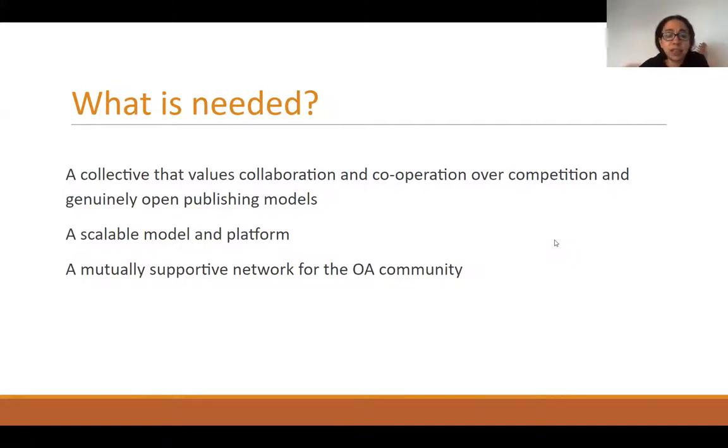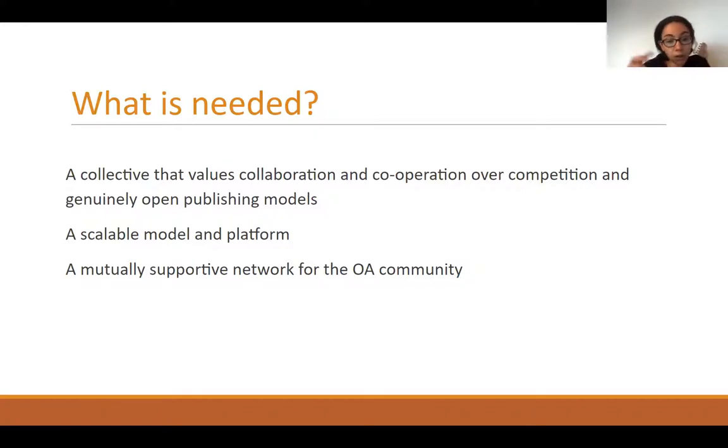So what we need is a collective that values collaboration and cooperation over competition, and genuinely open publishing models that don't necessarily rely on book processing charges, which can just entrench the dominance of researchers and institutions that are already the hegemonic structures in their field, and cut off access to publishing for less wealthy institutions and researchers.